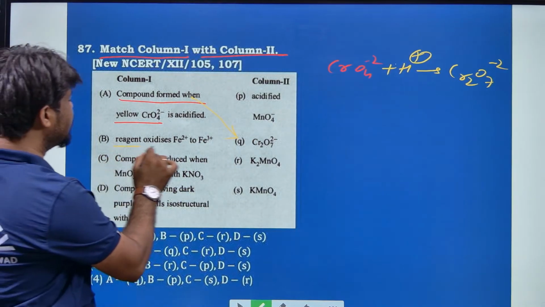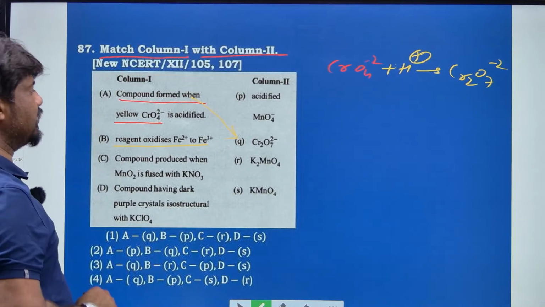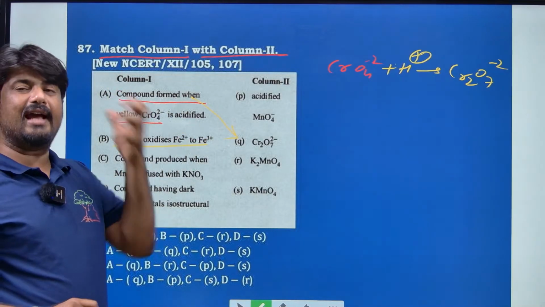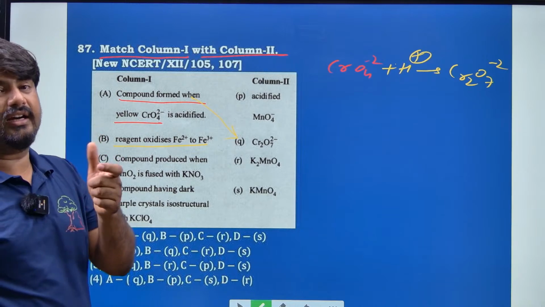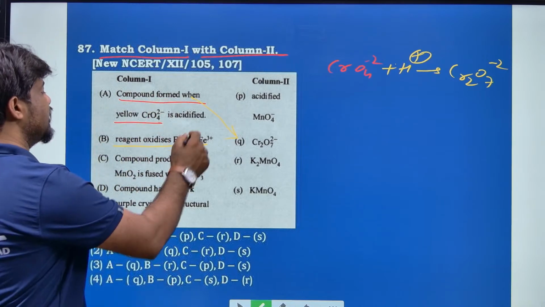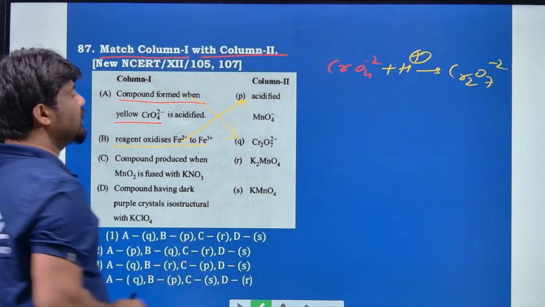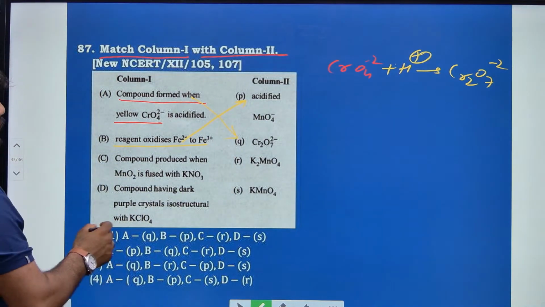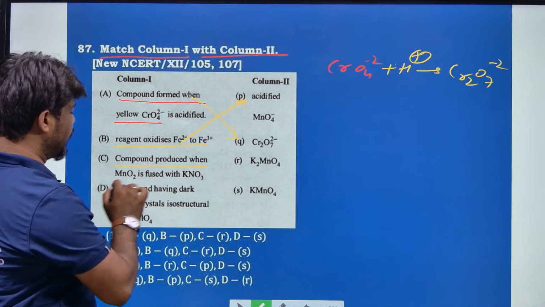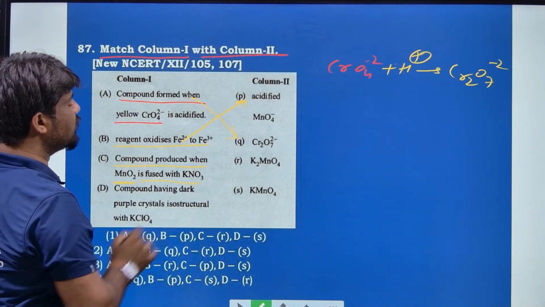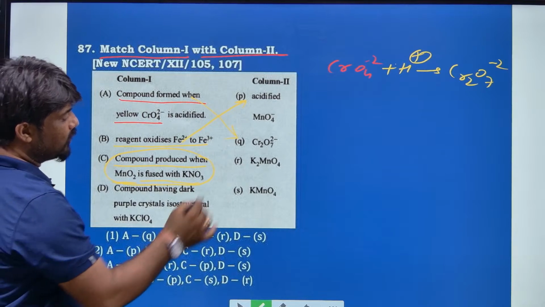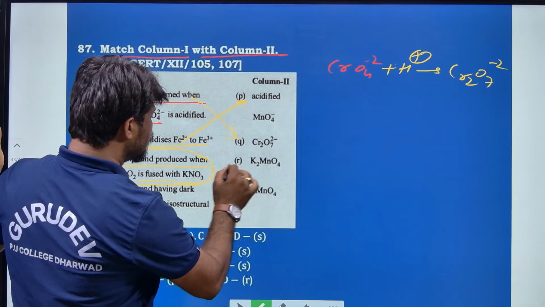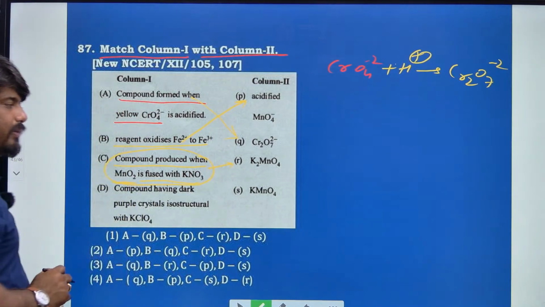Next, the reagent oxidizes Fe plus 2 to Fe plus 3. In the practical titration, when acidified KMnO4 is treated with ferrous sulfate, it becomes ferric. So B belongs to P. Next, the compound produced when MnO2 is fused with KNO3. This is the method used for the preparation of K2MnO4, which is formed first.